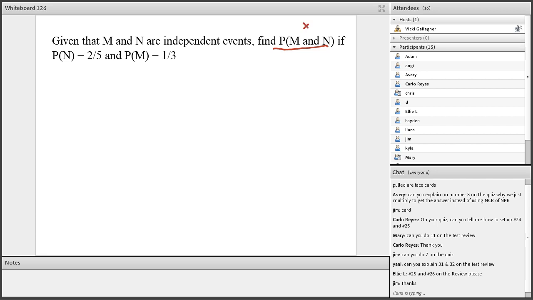I'm just going to do 2 over 5 times 1 over 3. Just like we talked about with the fundamental counting principle, like question 8 on the front of the quiz, and means multiply. And that gives me 2 over 15. And that's my answer. So lots and lots of words that in reality are just telling you to multiply these two numbers together.